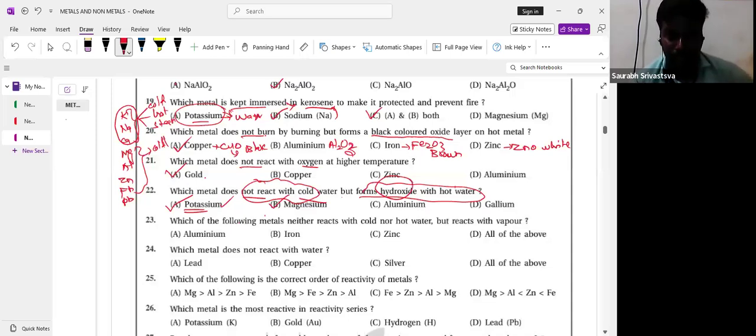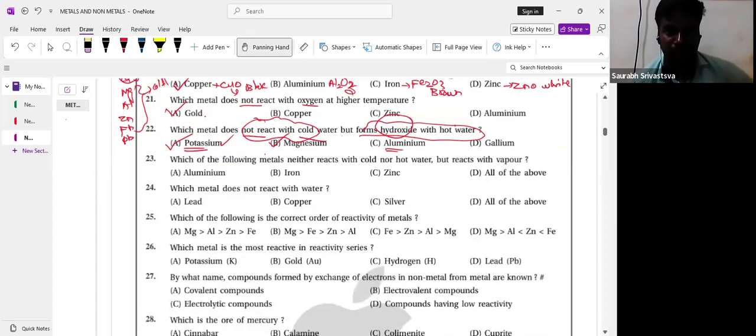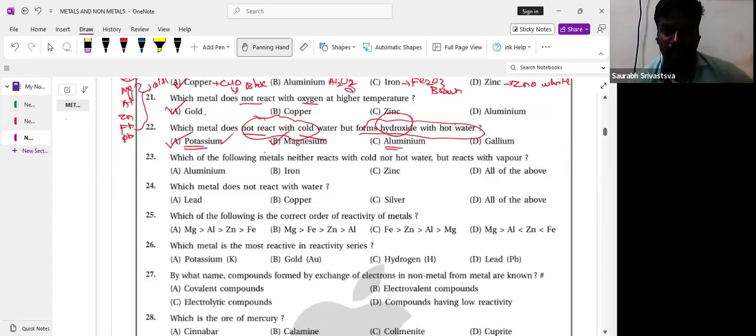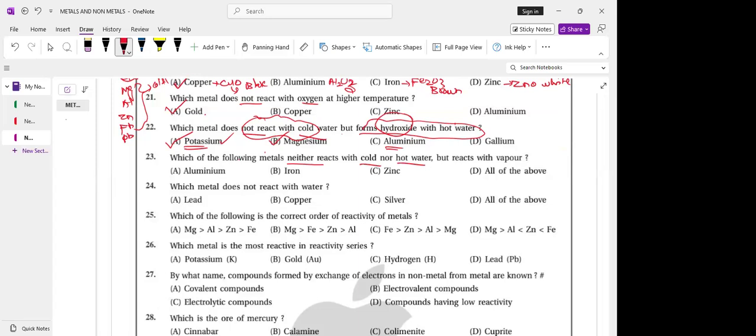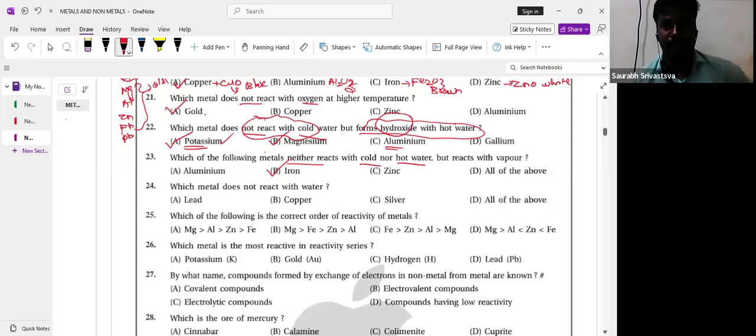But aluminum will form oxide. So this and all, again, we will discuss during the revision time. Which of the following metals neither reacts with cold water nor hot water, only steam? Iron. Iron won't react with cold water or hot water.